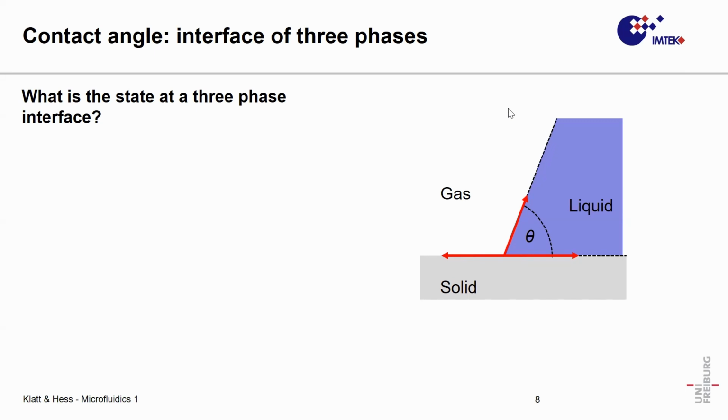As we've learned in the previous video, all these surfaces tend to minimize their energy. And this results in the forces depicted by the red arrows. So there's a tangential force along the gas-solid interface, along the gas-liquid interface, and along the liquid-solid interface. There will be movement until an equilibrium is reached between these forces. And this equilibrium is then defined by the contact angle theta.